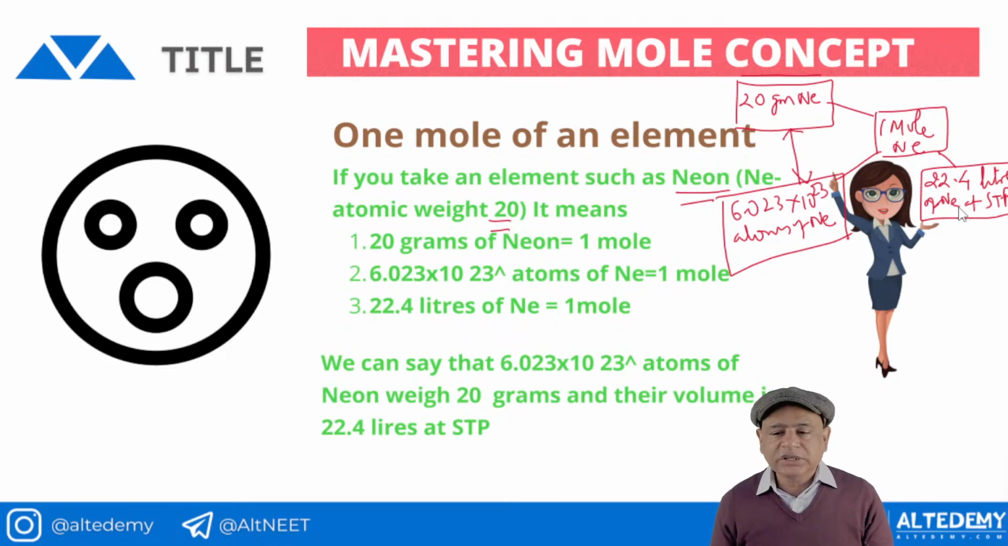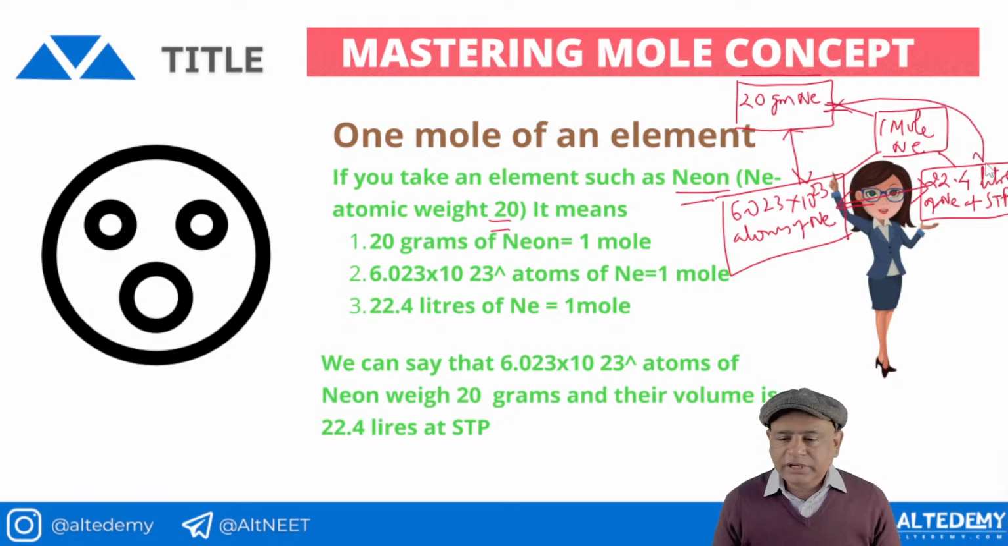22.4 liters of any gas at STP, and all these three things are connected interchangeably. Getting the point? In case of neon, which is a gaseous substance, you can say 6.023 into 10 to the power 23 atoms of neon is equal to 20 gram, and that is equal to 22.4 liters of neon at STP.